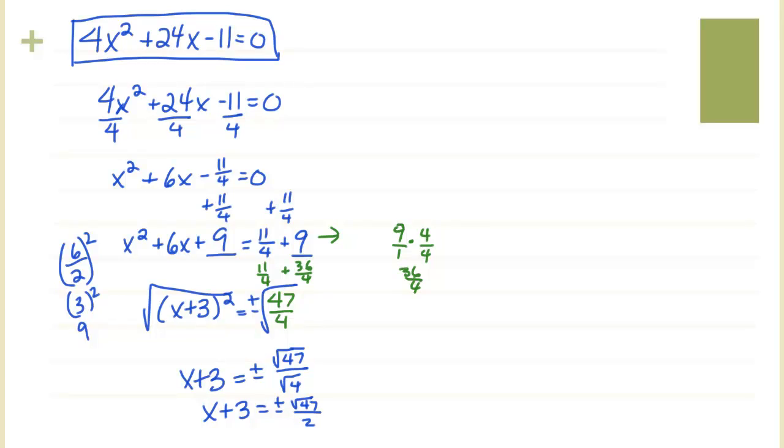If I didn't have a perfect square on the bottom, I would have to go through those steps in order to get the square root out of the denominator. But in this case, I had a perfect square in the denominator. I took the square root. I no longer had a square root in the denominator. I'm going to subtract 3. So the answer to this one is x equals -3 plus or minus square root of 47/2.